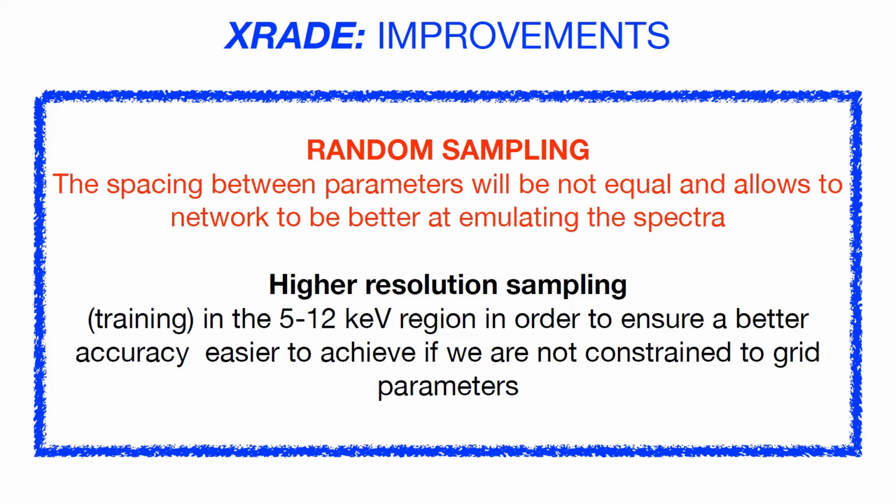So we go for random sampling. Instead of creating a grid, we have a range of parameter space, and then the sampling is completely random. So maybe that helps. And also, really importantly, we're going to do higher resolution sampling. In the energy band where the wind has more variability, or where the action happens, we do a finer sampling, a finer training. So this is one of the two. It's going to be in the next paper.